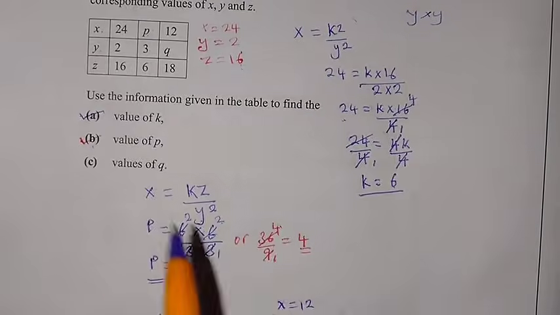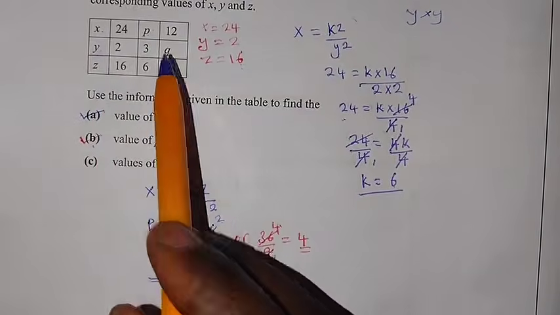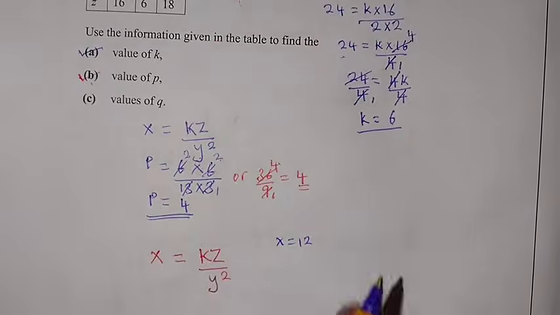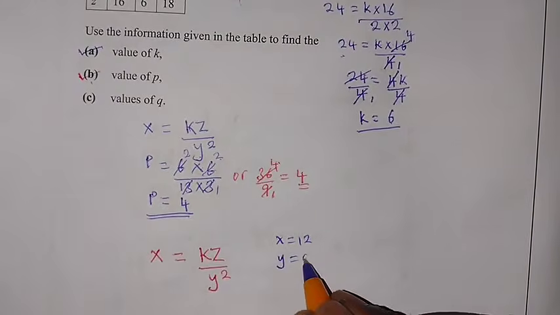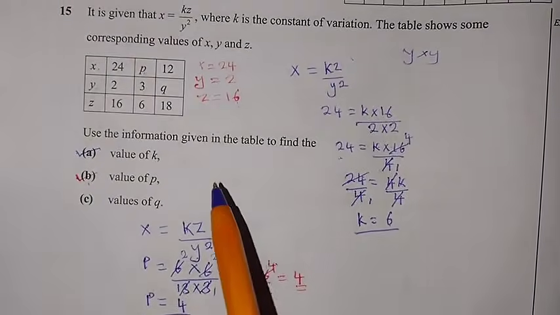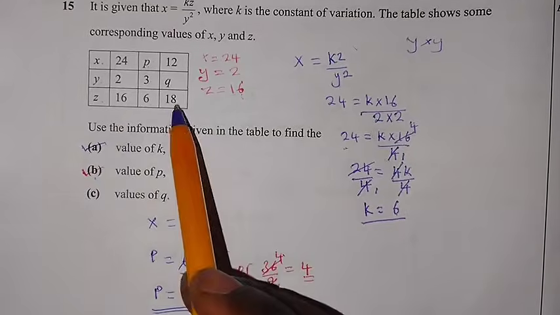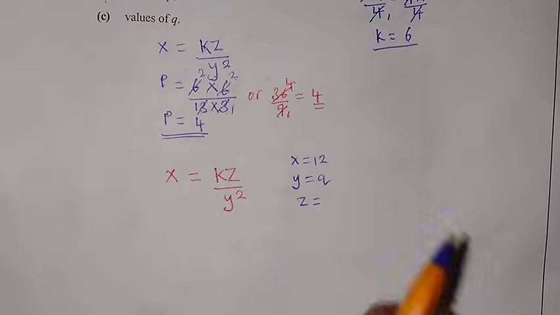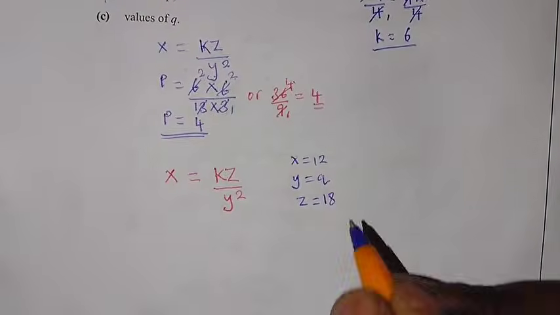Okay. Then y is equal to q. So where there is y, we are going to put a q. Y is equal to q. Z is equal to, let's see the corresponding value for z. So where there is z, we put 18. So where there is z here, we put 18.